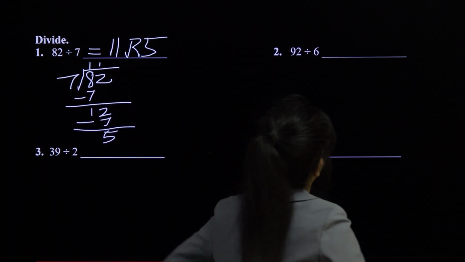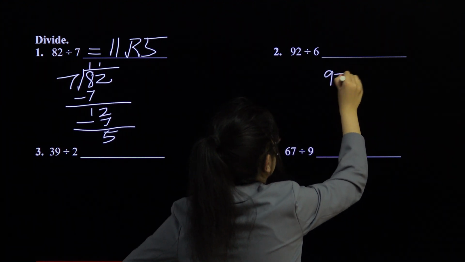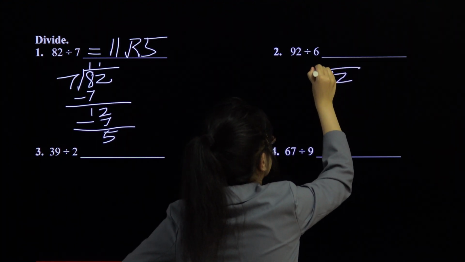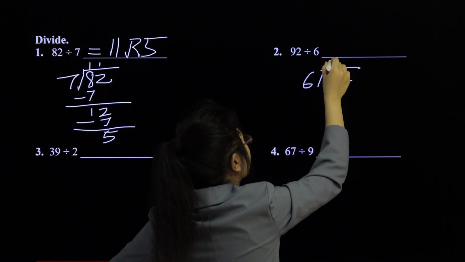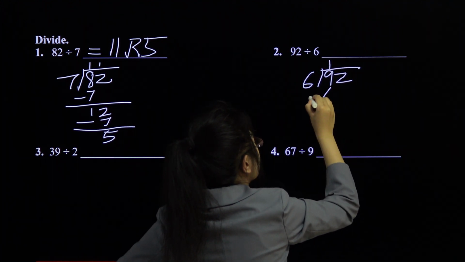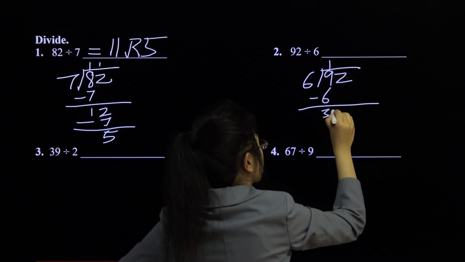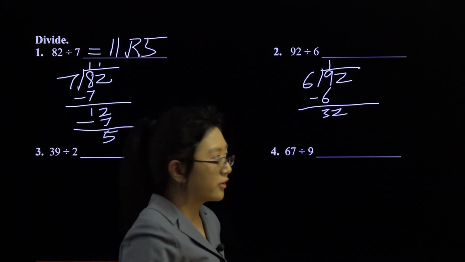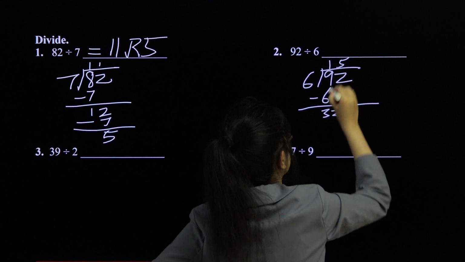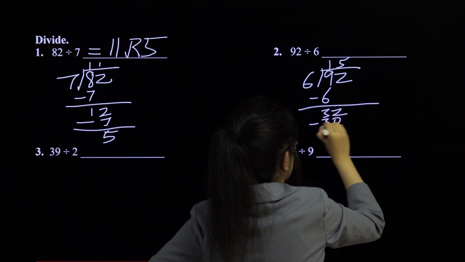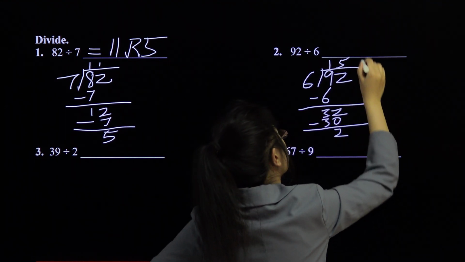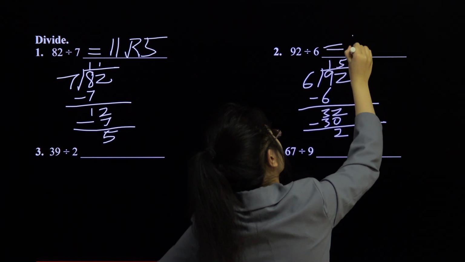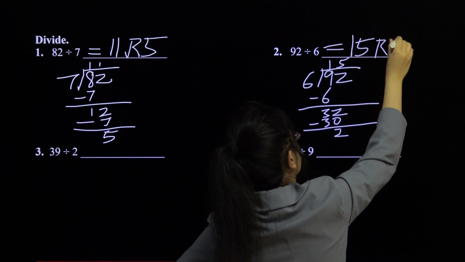92 divided by 6. 6 divides into 9 once, and then you subtract, get 3, then bring down the 2 to get 32. 6 divides into 32 5 times, you get 30. 32 minus 30 is 2, that's the remainder, so it's 15 remainder 2.